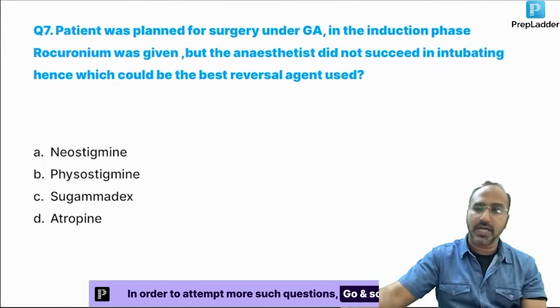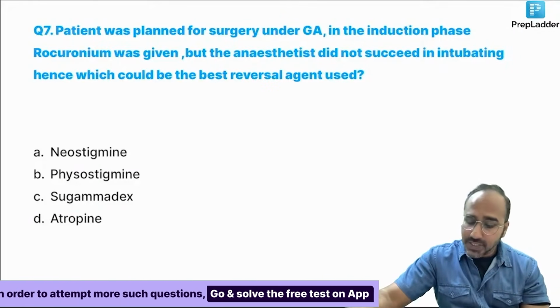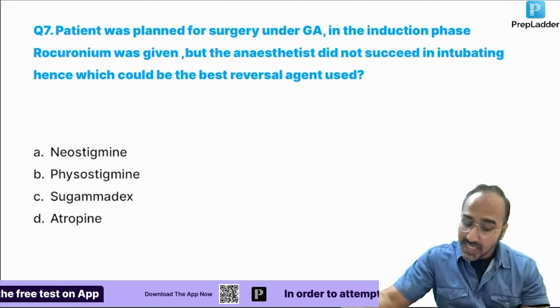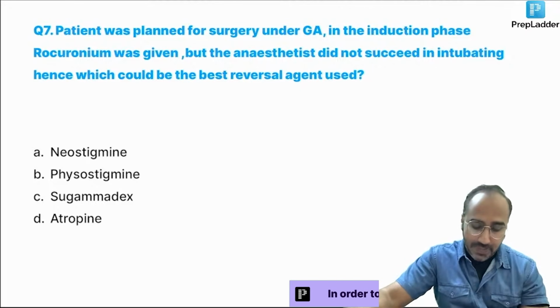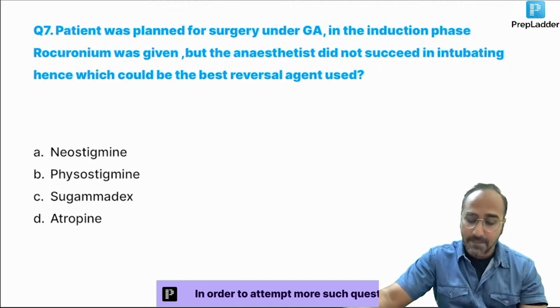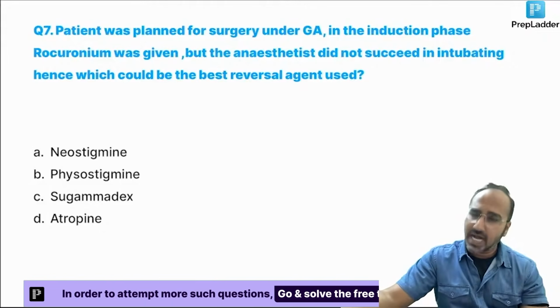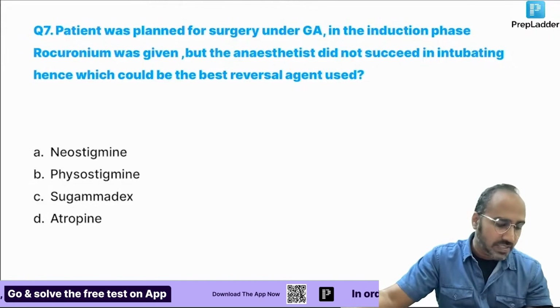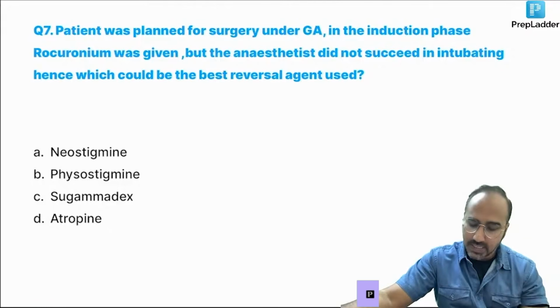Okay. Coming to the next question. The patient was planned for surgery under general anesthesia. In the induction phase, rocuronium was given, but the anesthetist did not succeed in intubating. Hence, which should be the best reversal agent? Now, guys, this happens. Sometimes the patient might have a difficult airway and this can happen. So, what's the answer that you have marked over here, guys?